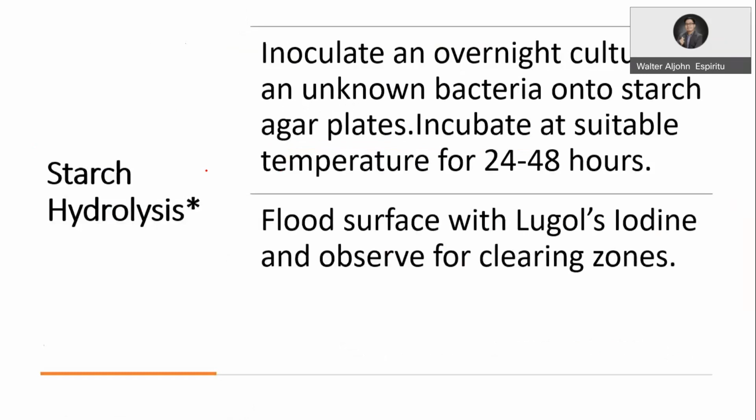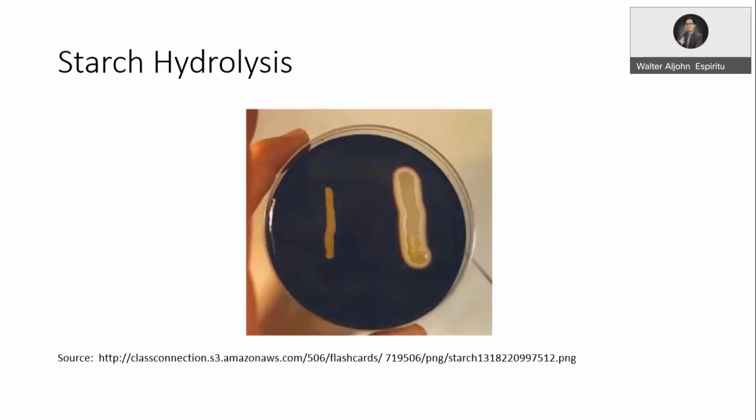Next is the starch hydrolysis test. Technically, we check if the microbe can metabolize starch. So the unknown bacteria are inoculated into a starch agar plate, and then incubated for 24 to 48 hours. After that, flood the surface of your agar plate with Gram's iodine and observe for clearing zones like this. So here's a plate with starch agar already flooded with iodine.